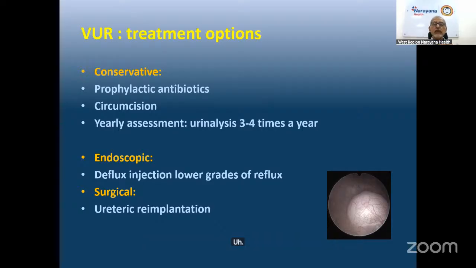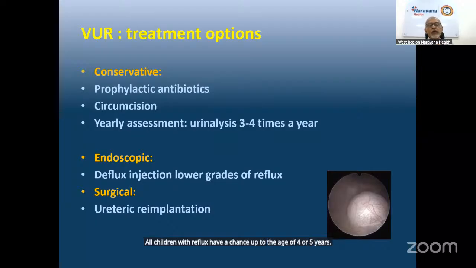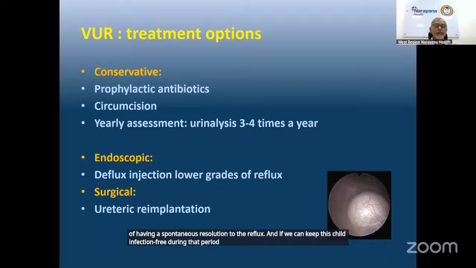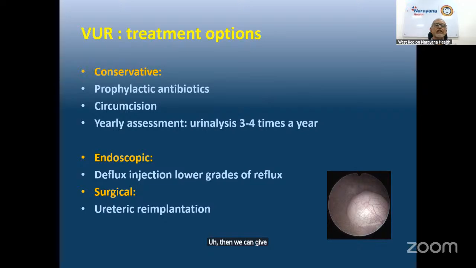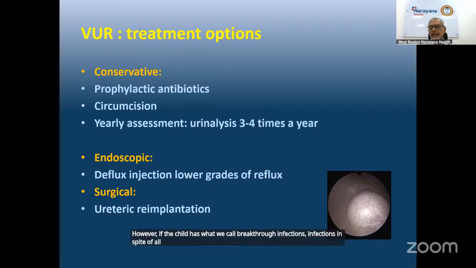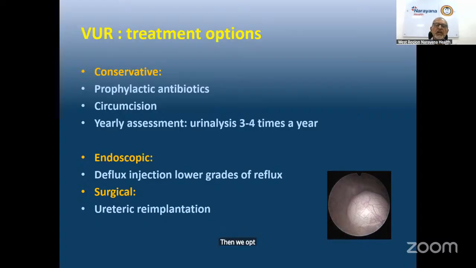The reason we do conservative treatment is that all children with reflux have a chance by up to the age of 4 or 5 years of having a spontaneous resolution to the reflux. And if we can keep this child infection-free during that period, then we can give nature a chance to resolve the reflux by itself. However, if the child has what we call breakthrough infections in spite of all these measures, then we opt to perform some kind of treatment.